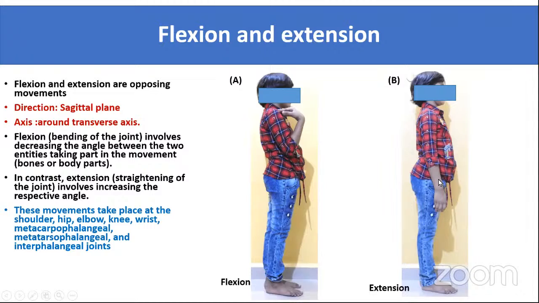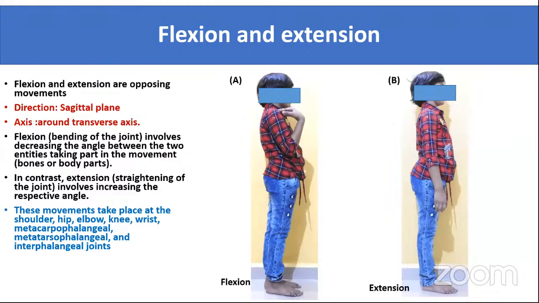When from this straight position of her hand, she brings the forearm to the shoulder in this way, that movement is called flexion. So from here to here, like this, it is called flexion. Whereas from this position, when the palm comes from the shoulder position to the thigh region, as it is shown, it is called extension.